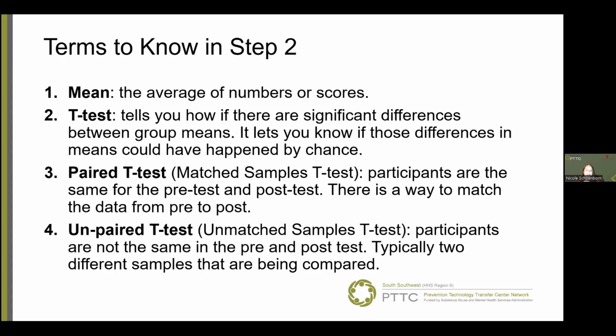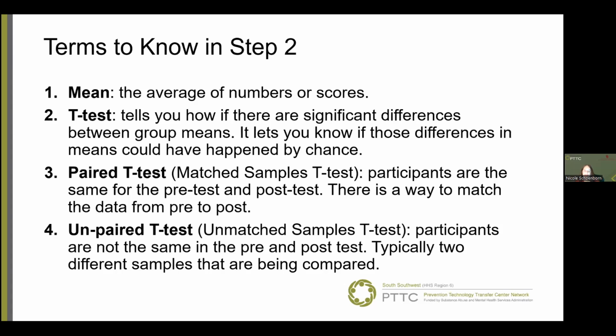the pre and post. So the t-test tells you if there are significant differences between the group means. It also lets you know if those differences could have happened by chance. So if you have some differences that you see, like in the mean, that doesn't mean that they're necessarily statistically significant. So that's why this is important.